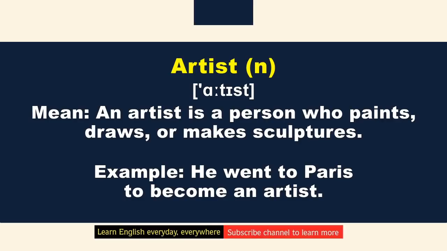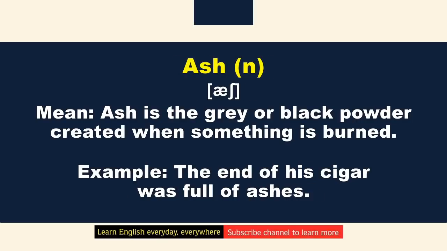Artist. An artist is a person who paints, draws, or makes sculptures. He went to Paris to become an artist. Ash. Ash is the gray or black powder created when something is burned. The end of his cigar was full of ashes.